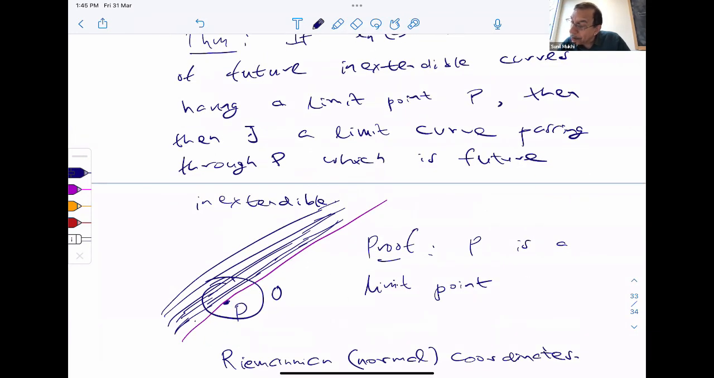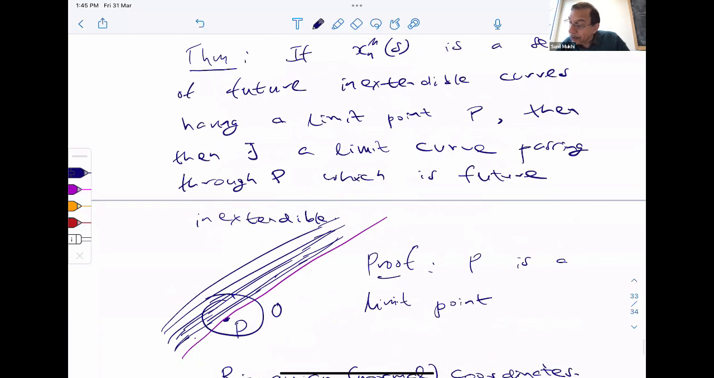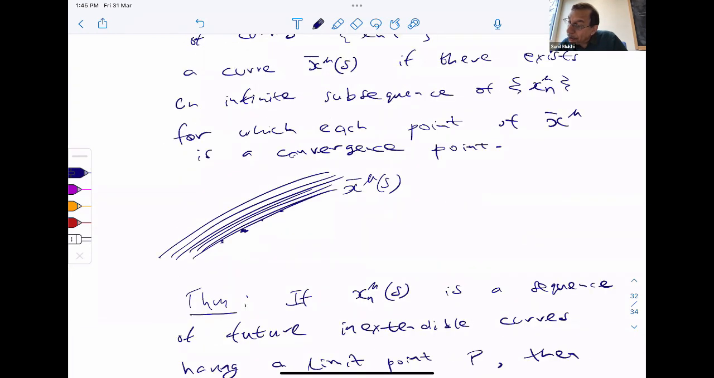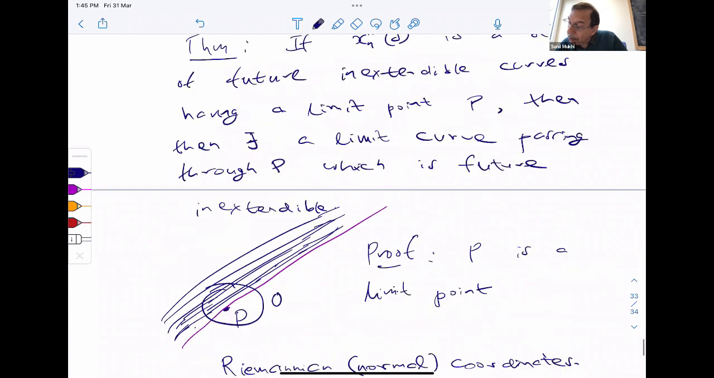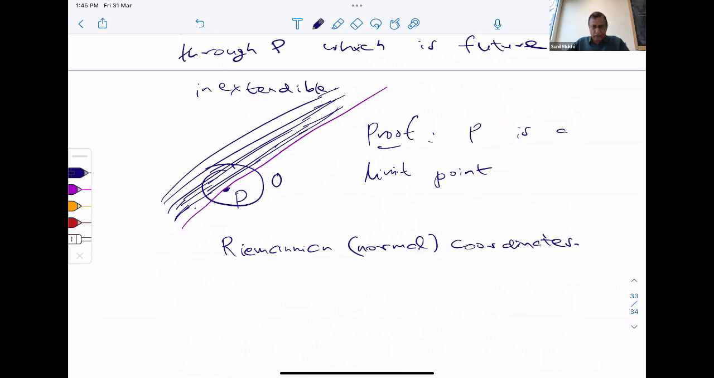Maybe it should be a convergence point, but I'm using literally the words of Wald, and he says this is a limit point. I think it's enough actually, because infinite subsequence is allowed, then I think limit point is enough. We could have taken it to be a convergence point, but I think limit point is enough.